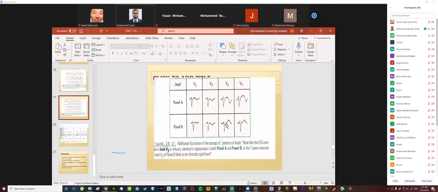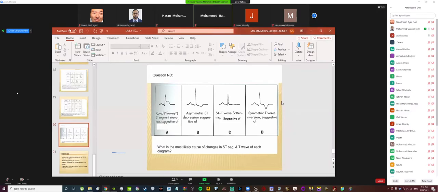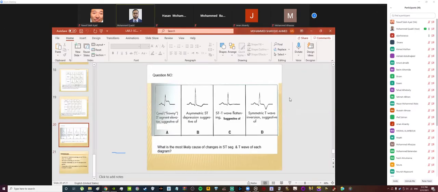See here. Can you see the elevation? Where? What about here? Can you see it in V3? There is no elevation here. So only V3. Okay, thank you, doctor. So now I'll open the slides for the girls.